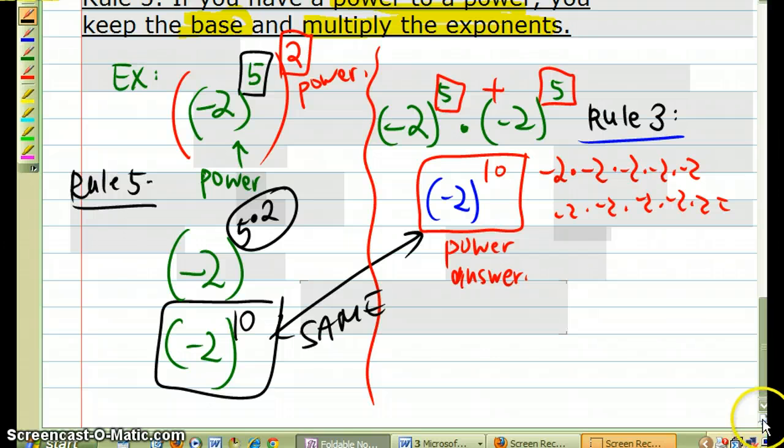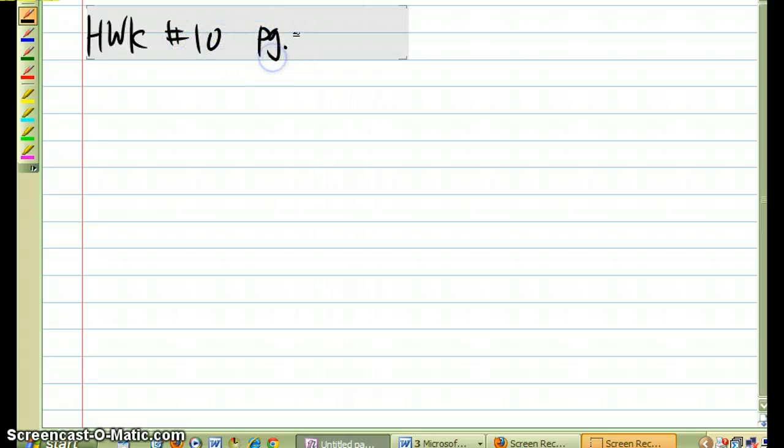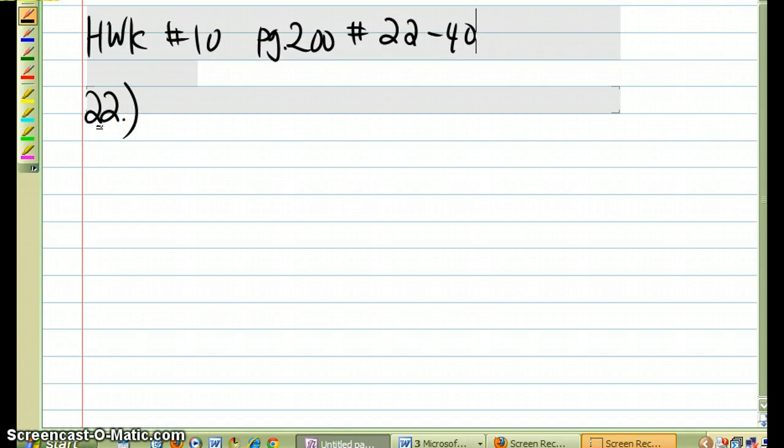Alright, this is the end of our notes. And we're actually going to, in this same video, start homework number 10. So I'm going to actually write that. If you could start your homework number 10 on a separate sheet of paper. So here's homework number 10. And that is going to be from page 200, and we're going to start on problem number 22 and work our way to 40. I'm actually not going to do all the problems for you today, but in this video I will actually work out the first four questions of the homework, and I would like you to try the rest of the homework by yourself.